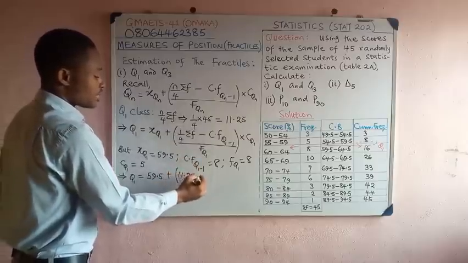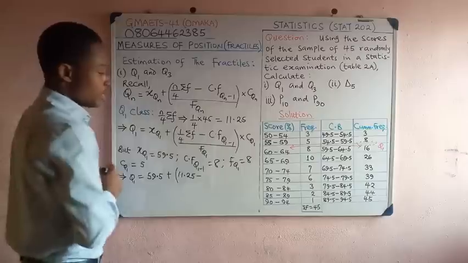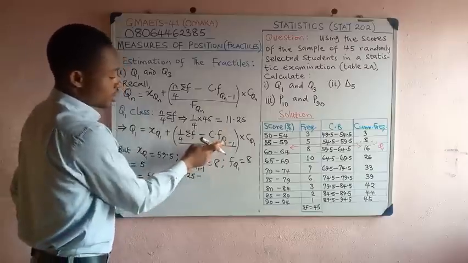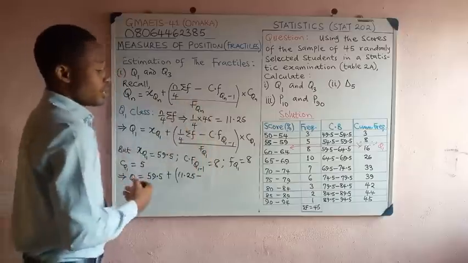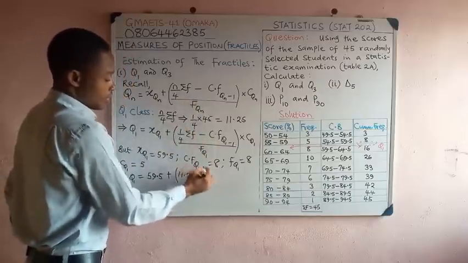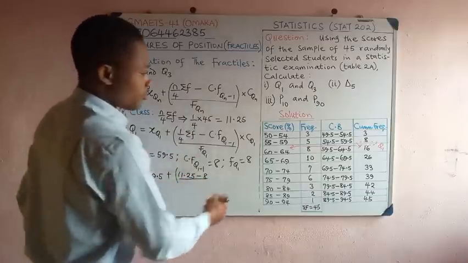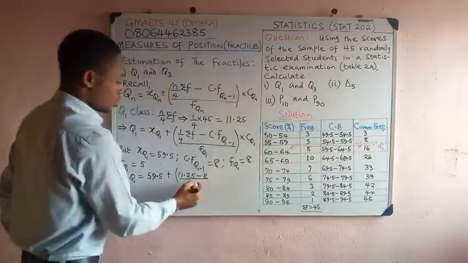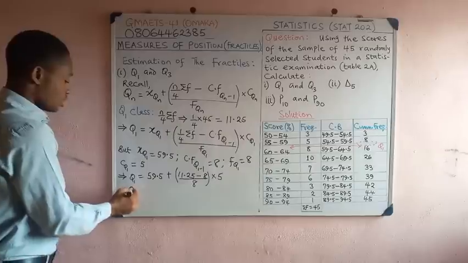So I'm going to substitute that 11.25 for 1 over 4 times summation of frequency. Then subtract the cumulative frequency of the pre-first quartile class, which is 8. I'm going to divide it by the frequency of the first quartile class, which of course happens to be 8 as well. Multiply that by the class width. Now let us see what this is going to give to us.